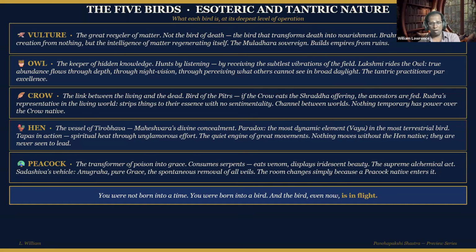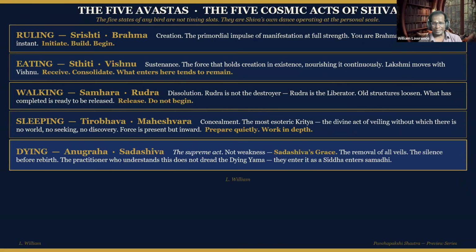So these are not simple. Of all the birds, these 5 birds, each has a very important historic, occult, tantric meaning, a very deep meaning why only these 5 birds. And they're all related to a particular tattva, a particular aspect of creation. So it is like the ruling Srishti Brahma, the eating Sthiti Vishnu, the walking Samhara Rudra, the sleeping, the functions, the 3 avasthas, the 5 birds, and then we come to the 5 functions. So the birds have ruling, eating, walking, sleeping, and dying. Each is one aspect of creation. One is the Srishti Brahma, one is the Sthiti Vishnu, the walking function is Samhara Rudra, the sleeping function is Tirobhava Maheshwara, and the dying is Anugraha.